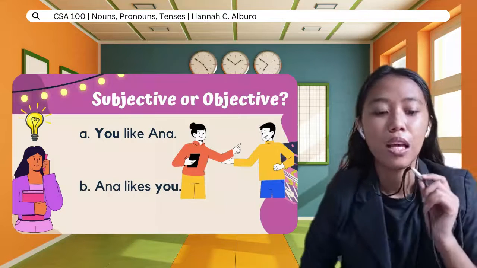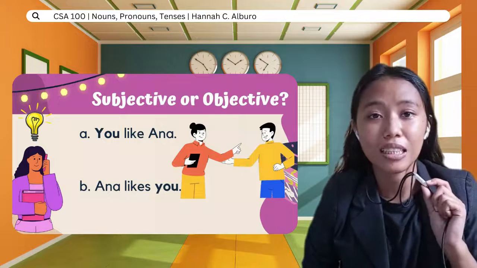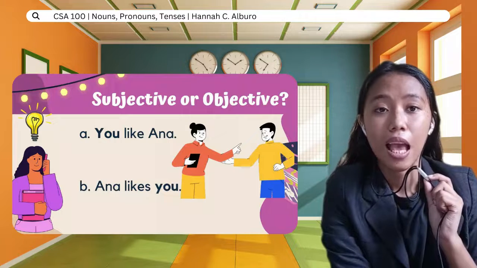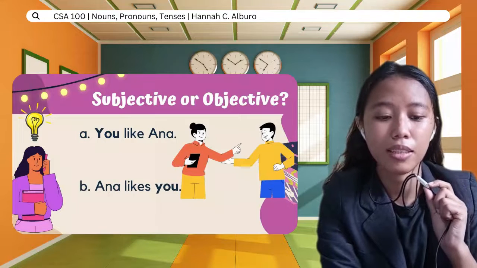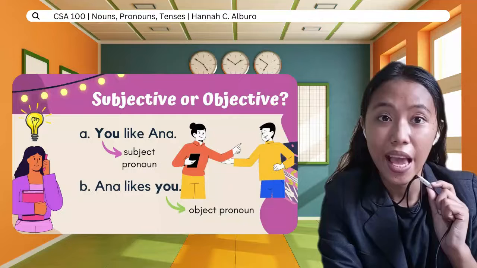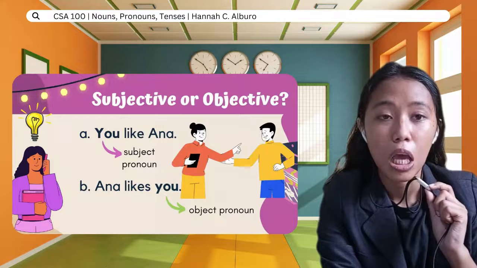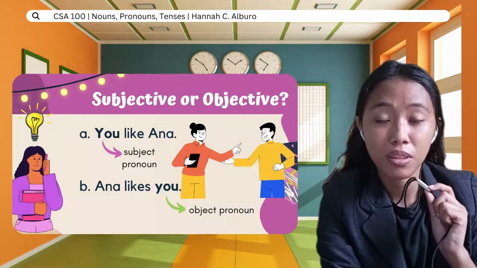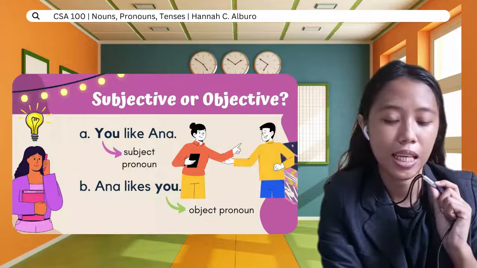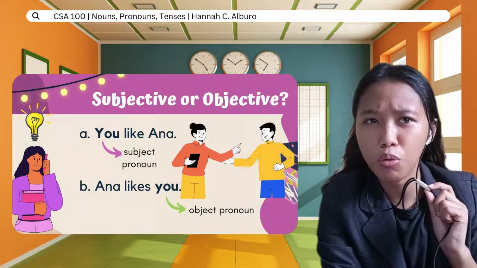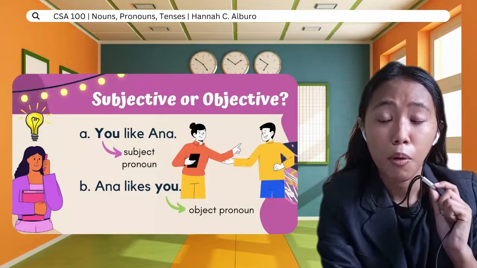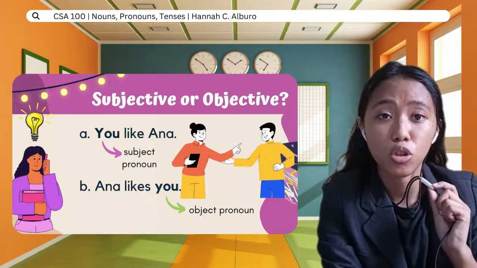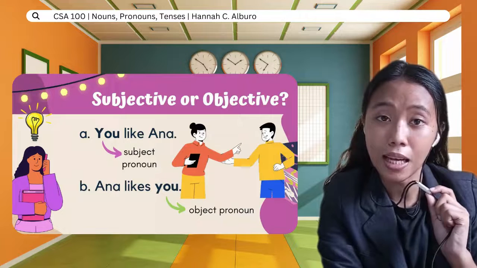So the pronoun that functions as a subjective is in sentence A. It is because the pronoun you performs the action of liking. And then in sentence B, the pronoun you functions as an objective pronoun because the pronoun you receives the action of being liked by Anna.